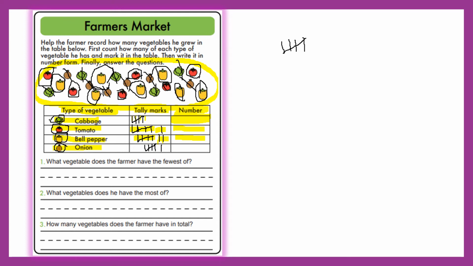All right, and your last one down here are those onions. All right, and remember that one group there with the 1 across it, slanting across it, tells us that there's 5 in that group. So 5 and 1 more is 6. That's right. So go ahead and write your number 6 over there in the number column of your graph.